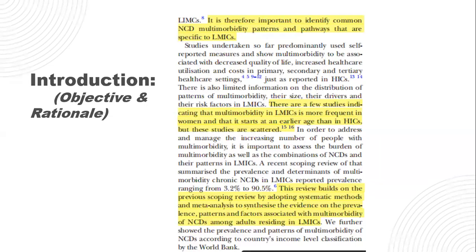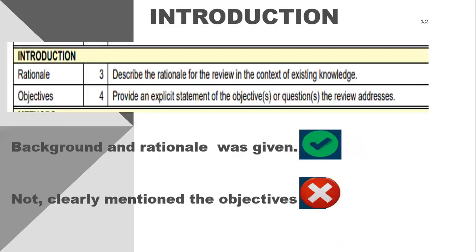In the introduction, we look for the objective and rationale, which is highlighted over here. So this systematic review provides us the rationale, while the objective is not clearly mentioned. According to the PRISMA checklist, the objective should be an explicit statement or question that the review addresses.